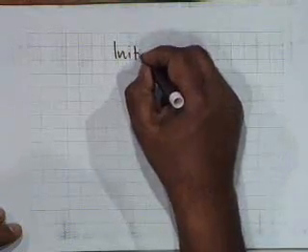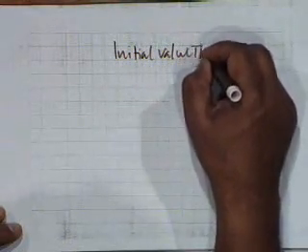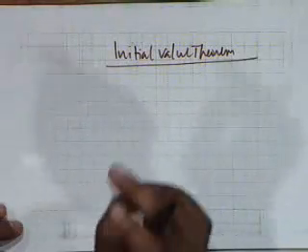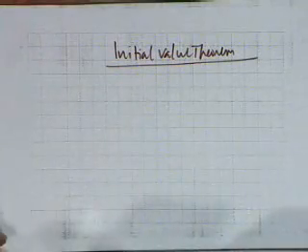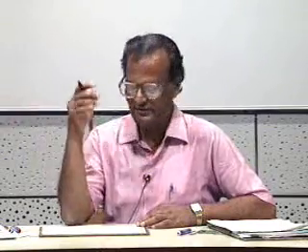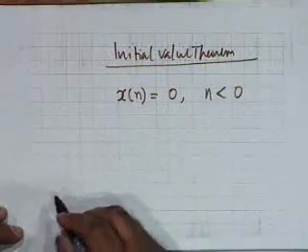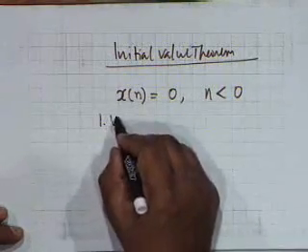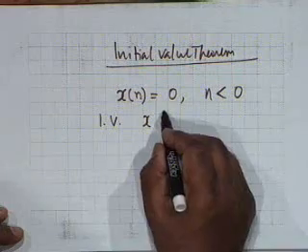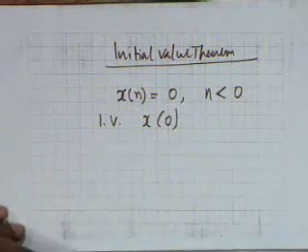Exactly like Laplace transform, we have an initial value theorem here. But then you must define what is an initial value. If the sequence is of infinite dimension on either side of n equal to 0, then obviously it doesn't make sense to talk of initial value. Initial value theorem applies to a sequence x of n which is 0 for n less than 0. Then the initial value IV is simply x of 0. This is the initial value.